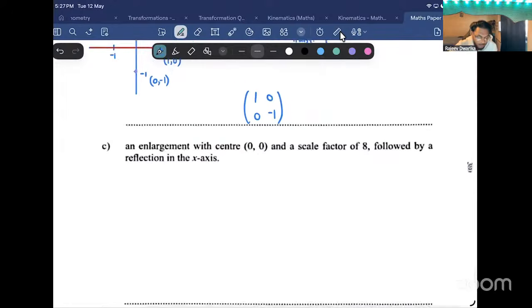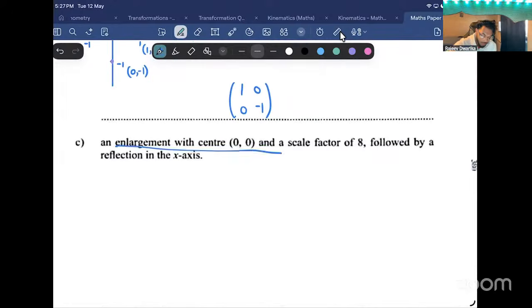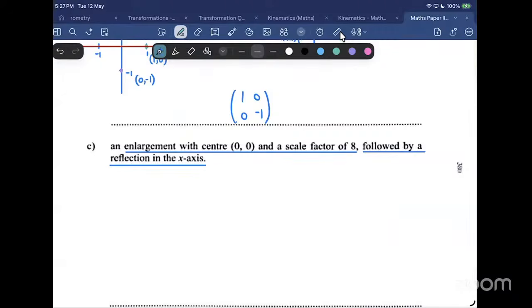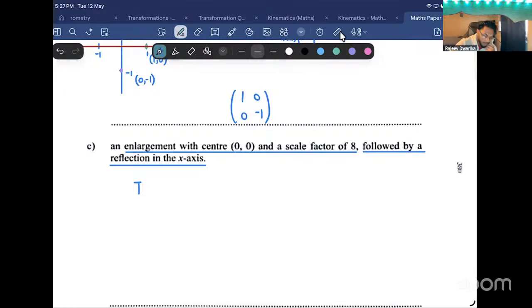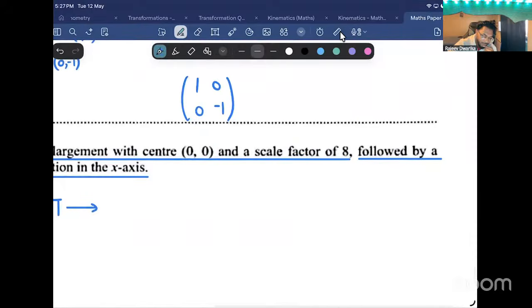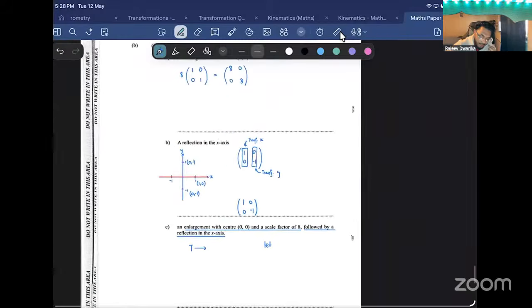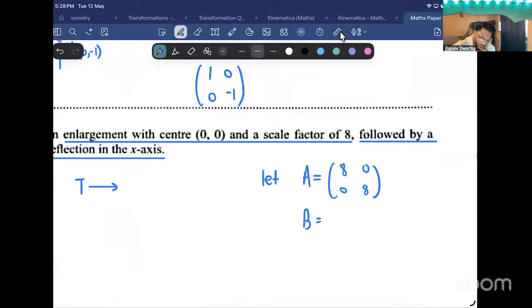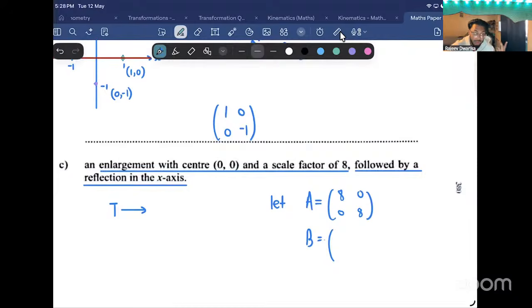Part C. An enlargement with center 0, 0 and a scale factor of 8, followed by a reflection in the x-axis. So this is combined transformations. We could call the combined transformation T. You could assign variables: let A be equal to 8, 0, 0, 8, and let B be equal to 1, 0, 0, -1.